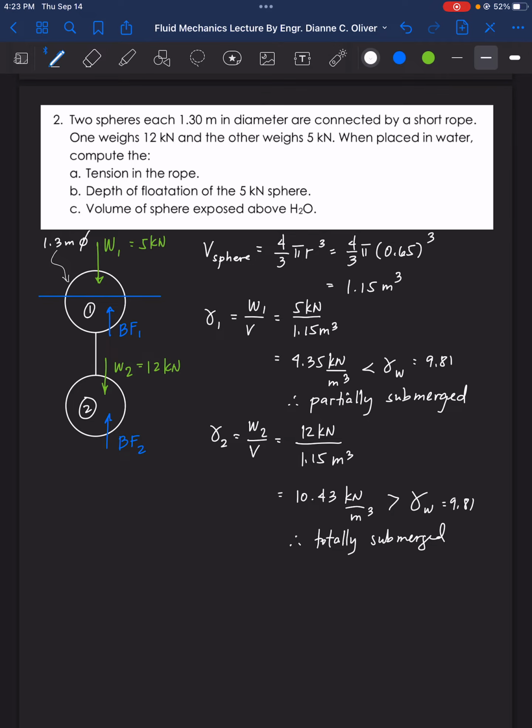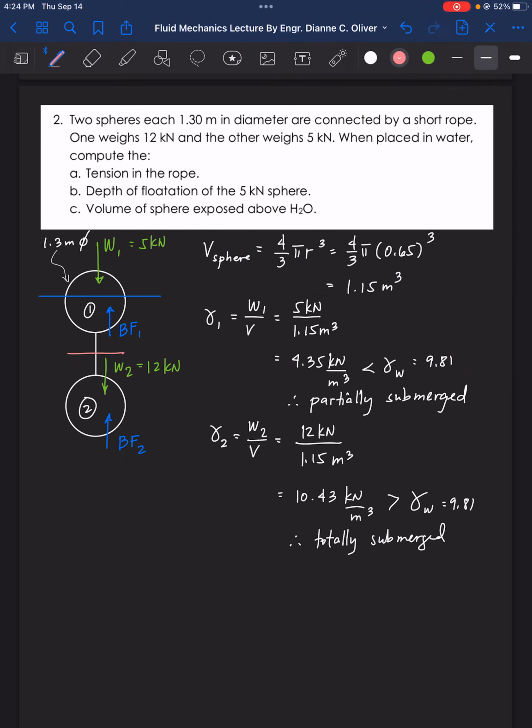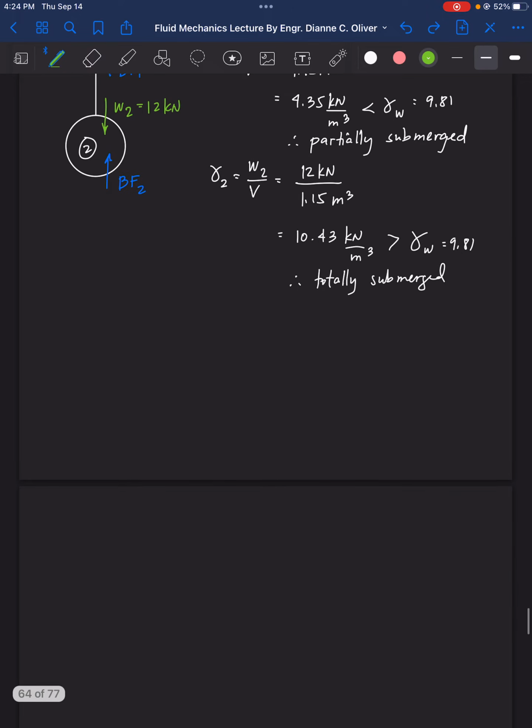Okay, and it's asking for the tension in the rope. So the tension in the rope here is that when we cut here, what will happen? If there is a cutting here, the tension will go in this direction. Okay, so let's cut it. So letter A.